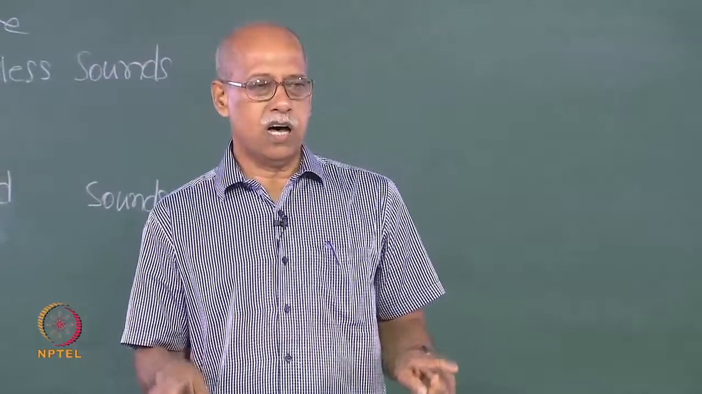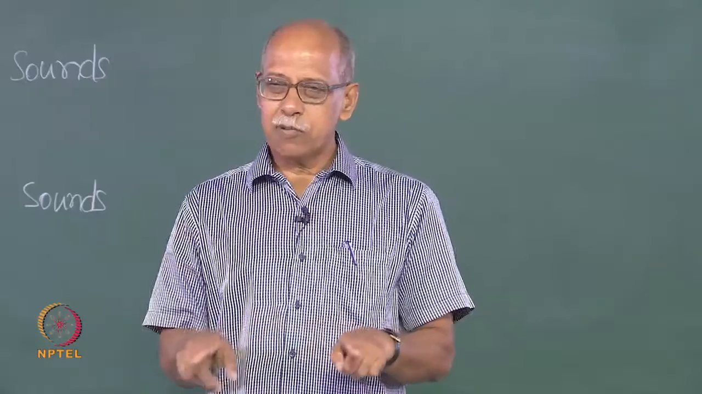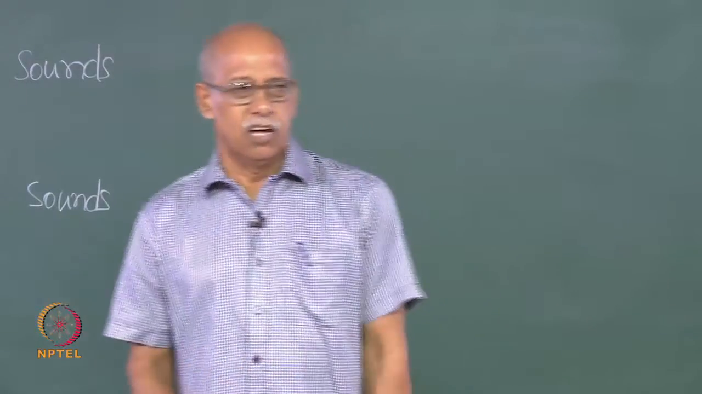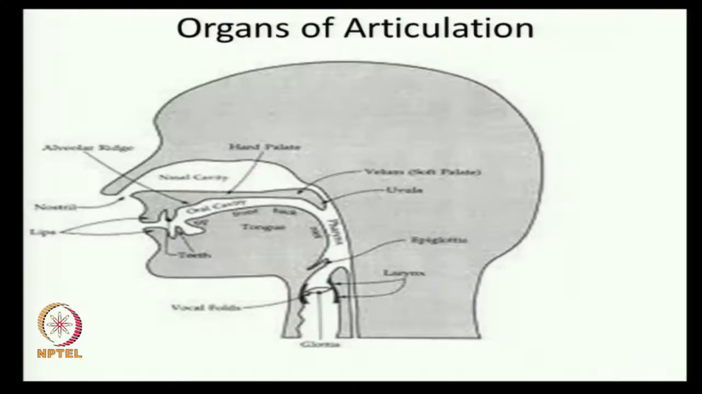Is it at the same place? Once again, check. Say ka, kha, ga, gha. Please say it. Now say pa, pha, ba, bha. Is it at the same place? Do you feel the obstruction at the same place? No, obviously not. When you say ka, kha, ga, gha, the obstruction is, look at it here, between the back of the tongue and the soft palate. But when you say pa, pha, the obstruction is near the lips. Both your lips come together, only then do you say pa.